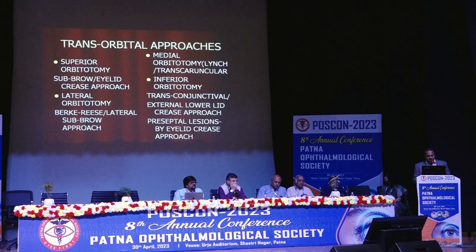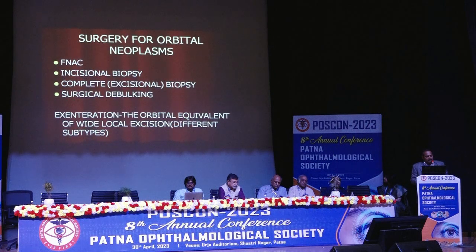The transorbital approaches include superior orbitotomy, which can be either through the brow or the eyelid crease, a lateral orbitotomy, which is through the Berke crease or the lateral subbrow approach, a medial Lynch or transcaruncular orbitotomy, and an inferior transconjunctival orbitotomy. Apart from that, in very select cases, there could be an external lower eyelid crease approach, and preseptal lesions are usually approached by the eyelid crease. And surgery for orbital neoplasms can be either an FNAC for tissue sampling or an incisional biopsy, and complete or excisional biopsy and surgical debulking, depending on the case.